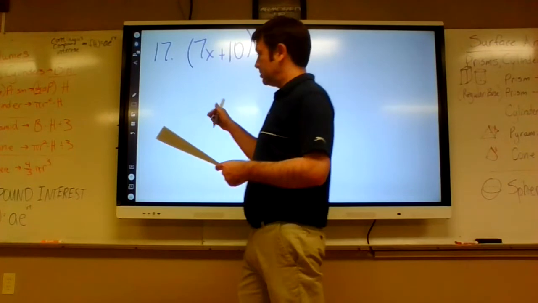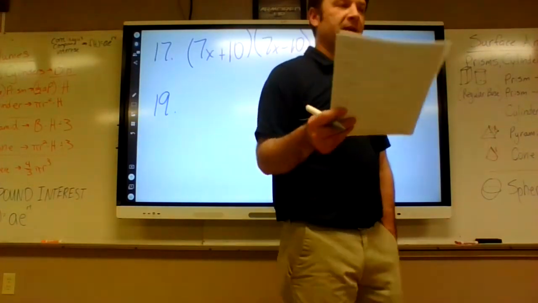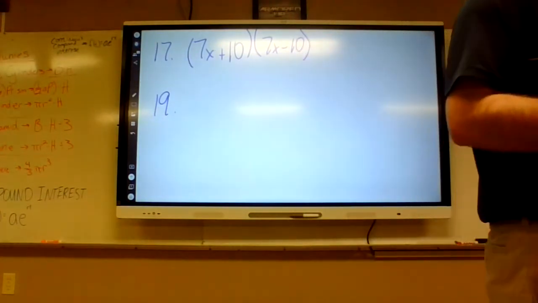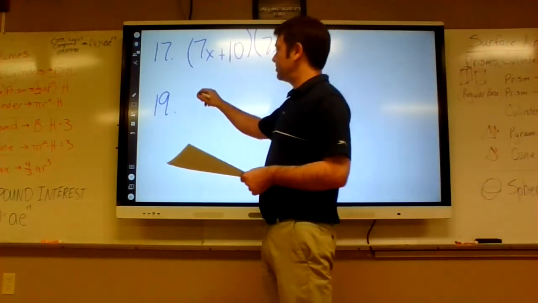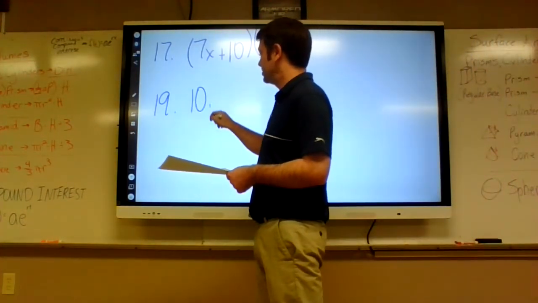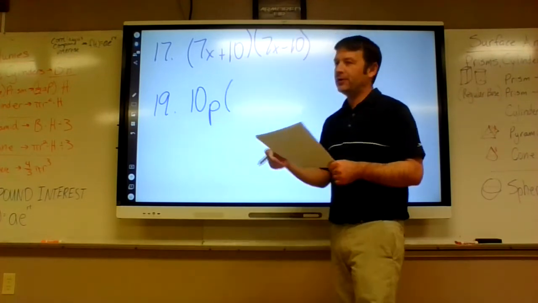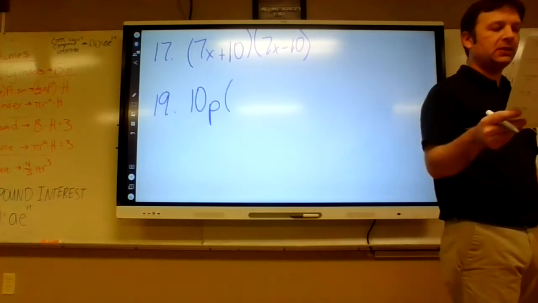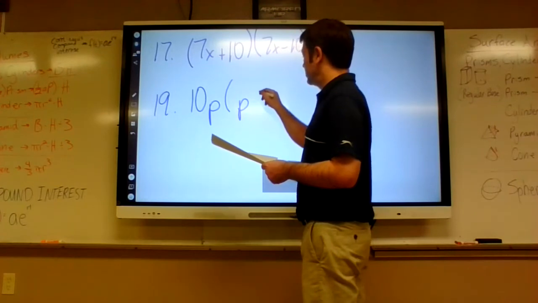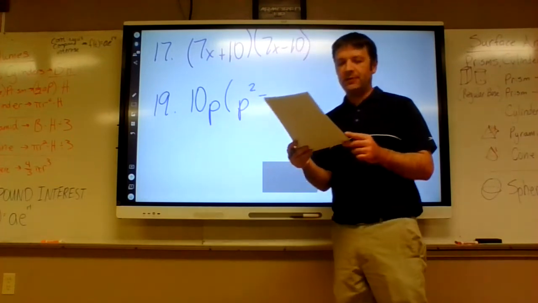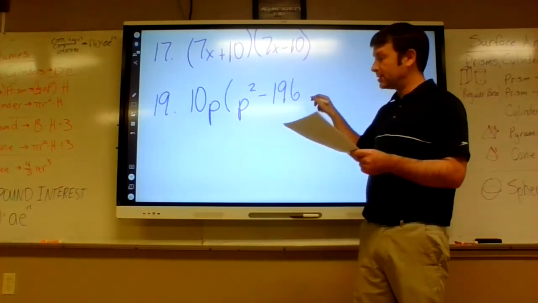Okay, 19. Is there anything that I can take out on number 19? 10p. 10 and the p, yeah. So the other class didn't catch the p part. You can take a 10 out, and a p out of both of those. What's left if I divide the first term by 10p? P squared, minus, what is 1960 divided by 10? 196, and then the p's would cancel out on that one.